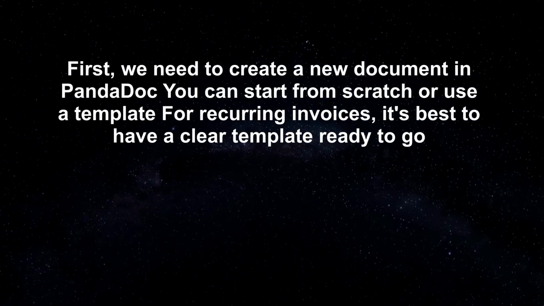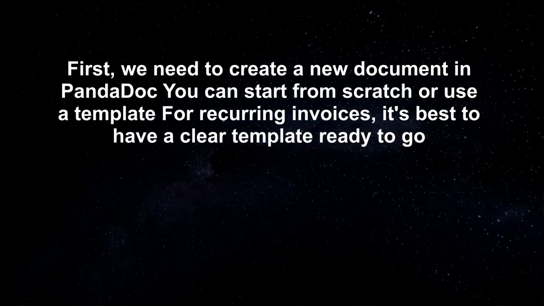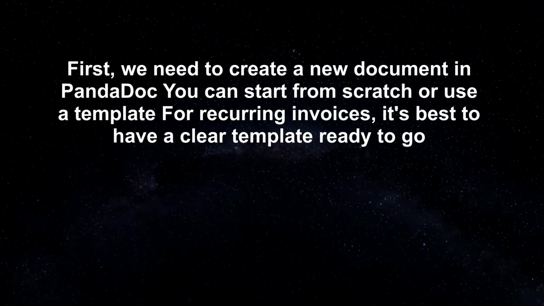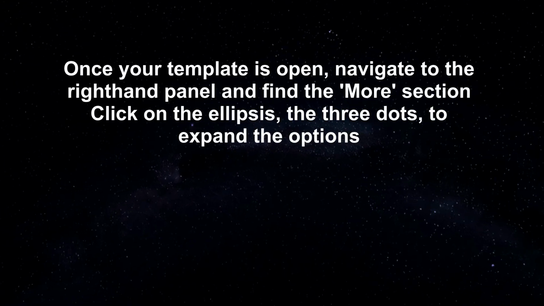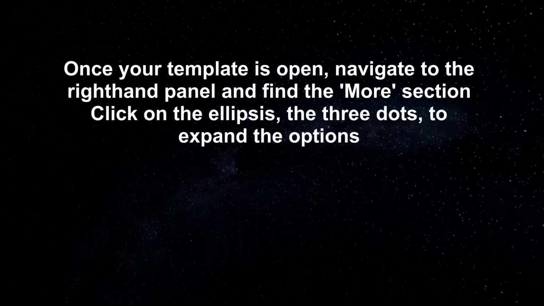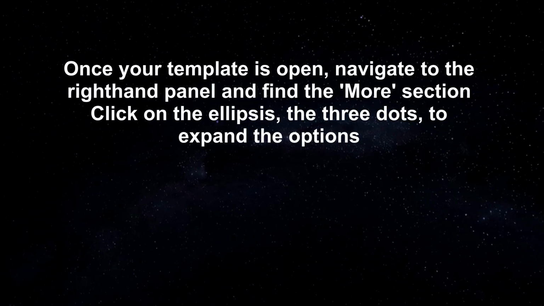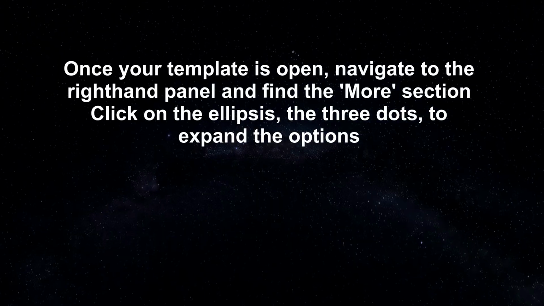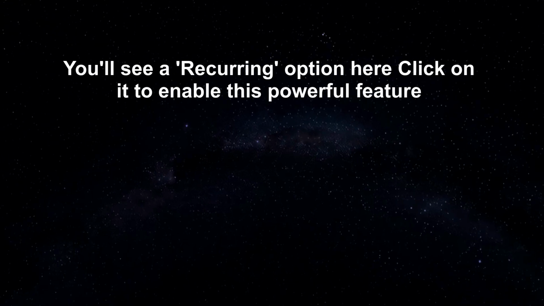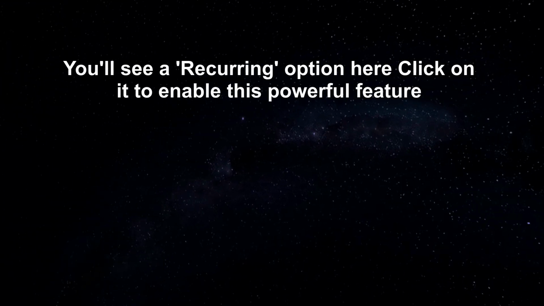You can start from scratch or use a template for recurring invoices. It's best to have a clear template ready to go. Once your template is open, navigate to the right-hand panel and find the More section. Click on the ellipsis, the 3 dots, to expand the options. You'll see a recurring option here. Click on it to enable this powerful feature.